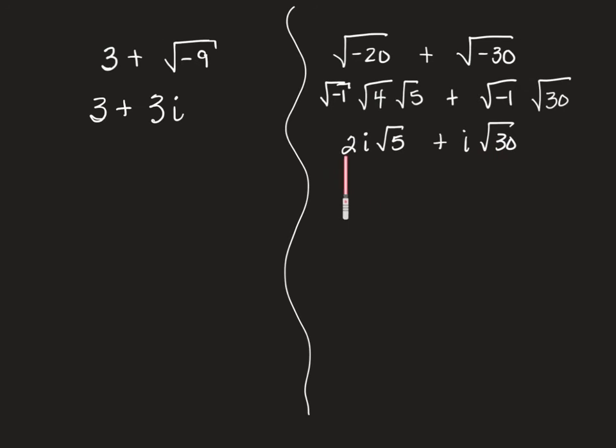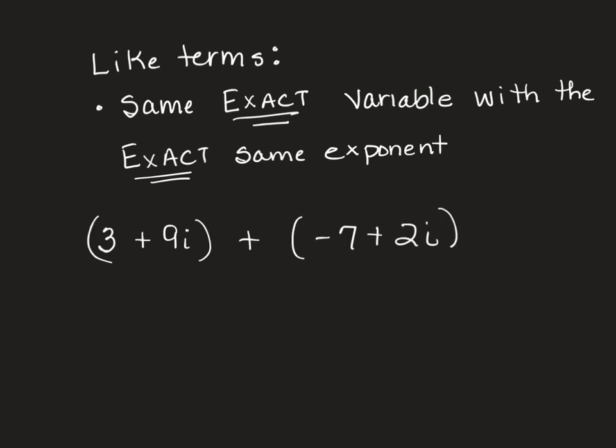Over here, the same thing. They both have an i, but my radicals are different. If these were both square roots of 5s, I could combine them, but they're not, so I would leave them alone. So like terms have the same exact variable with the exact same exponent. So we're switching the variable. I want to replace that with imaginary. So if they're both imaginary, then they're like terms and I can combine them.